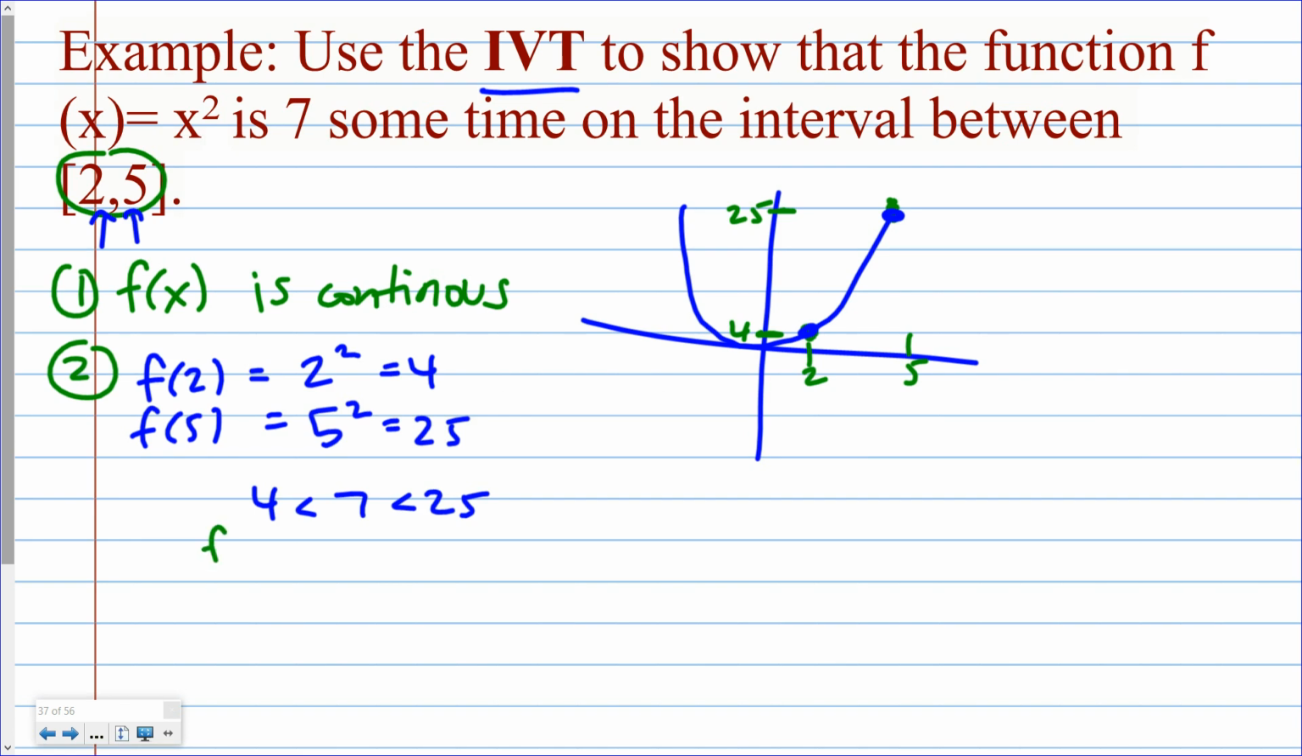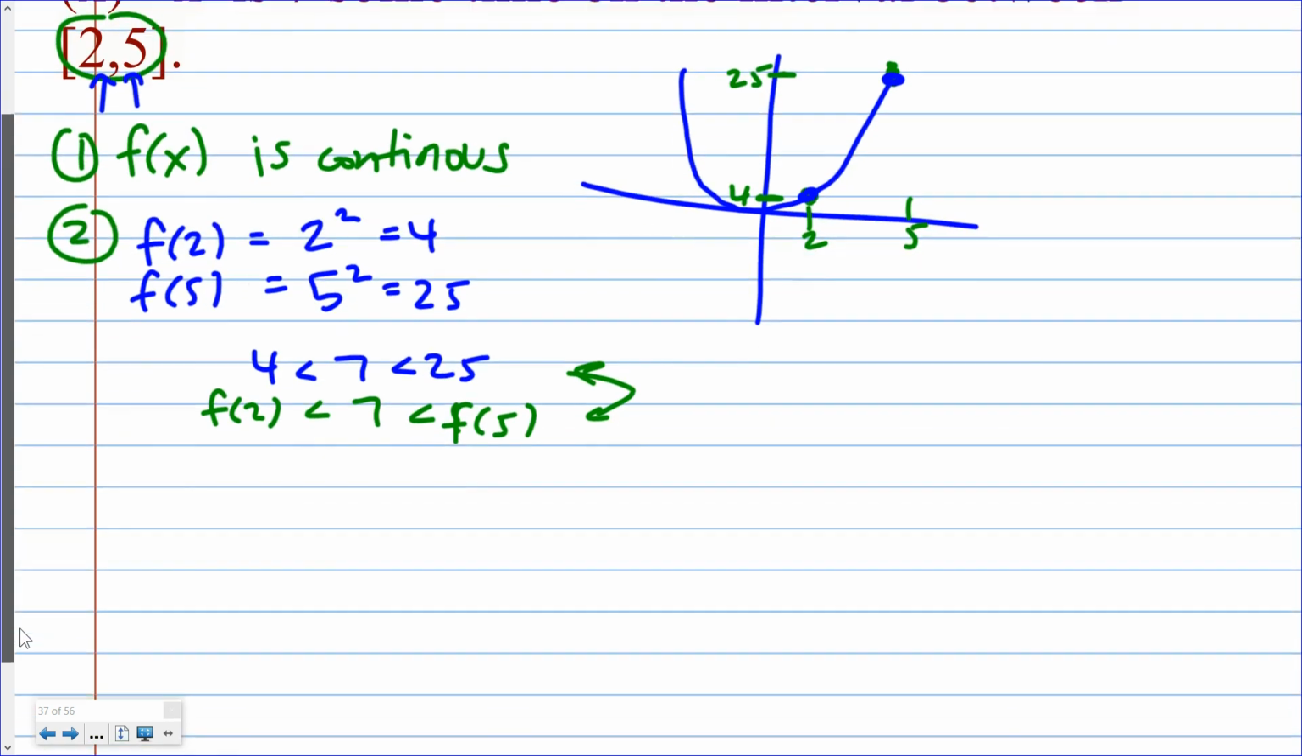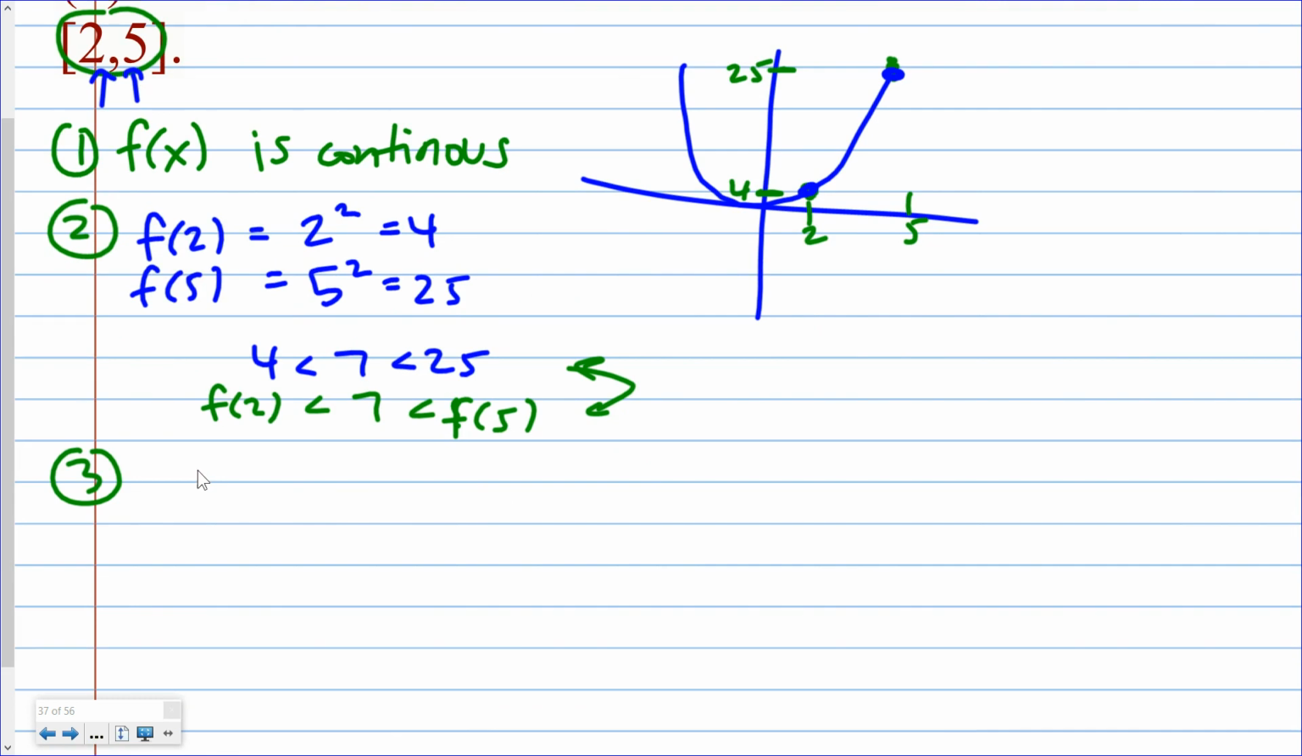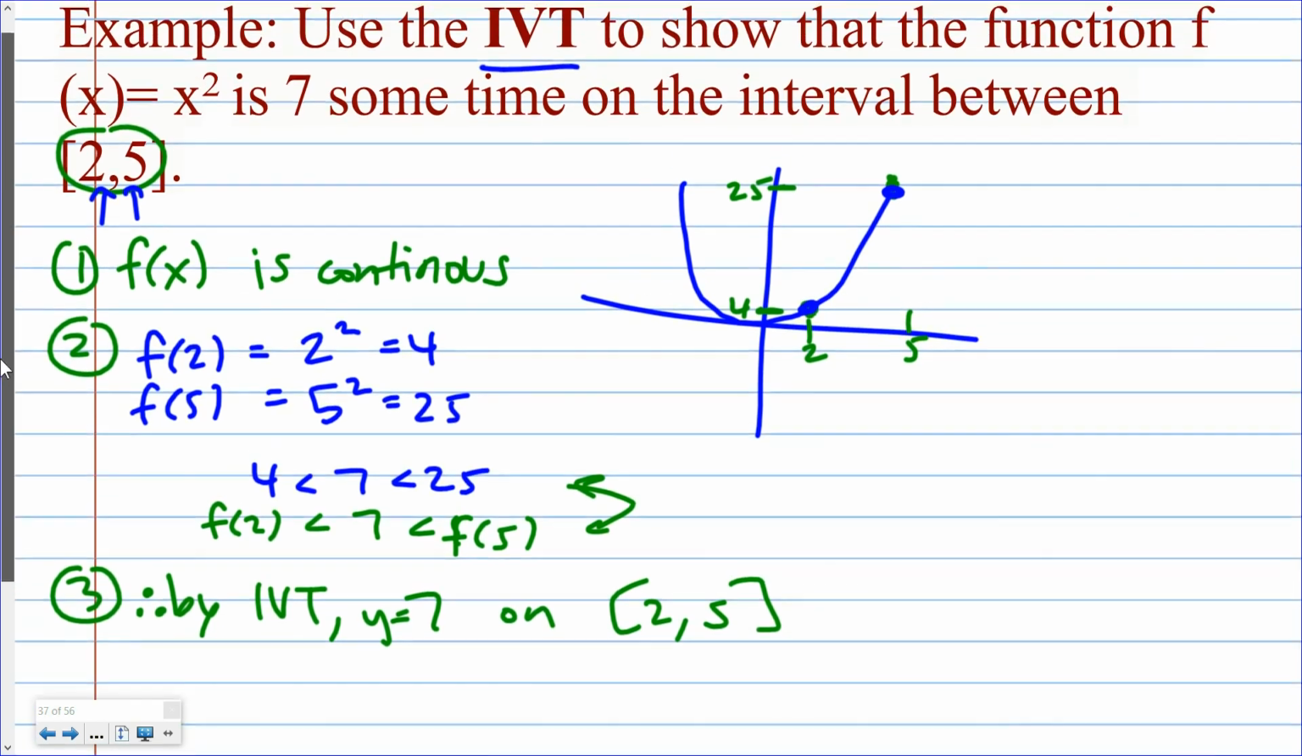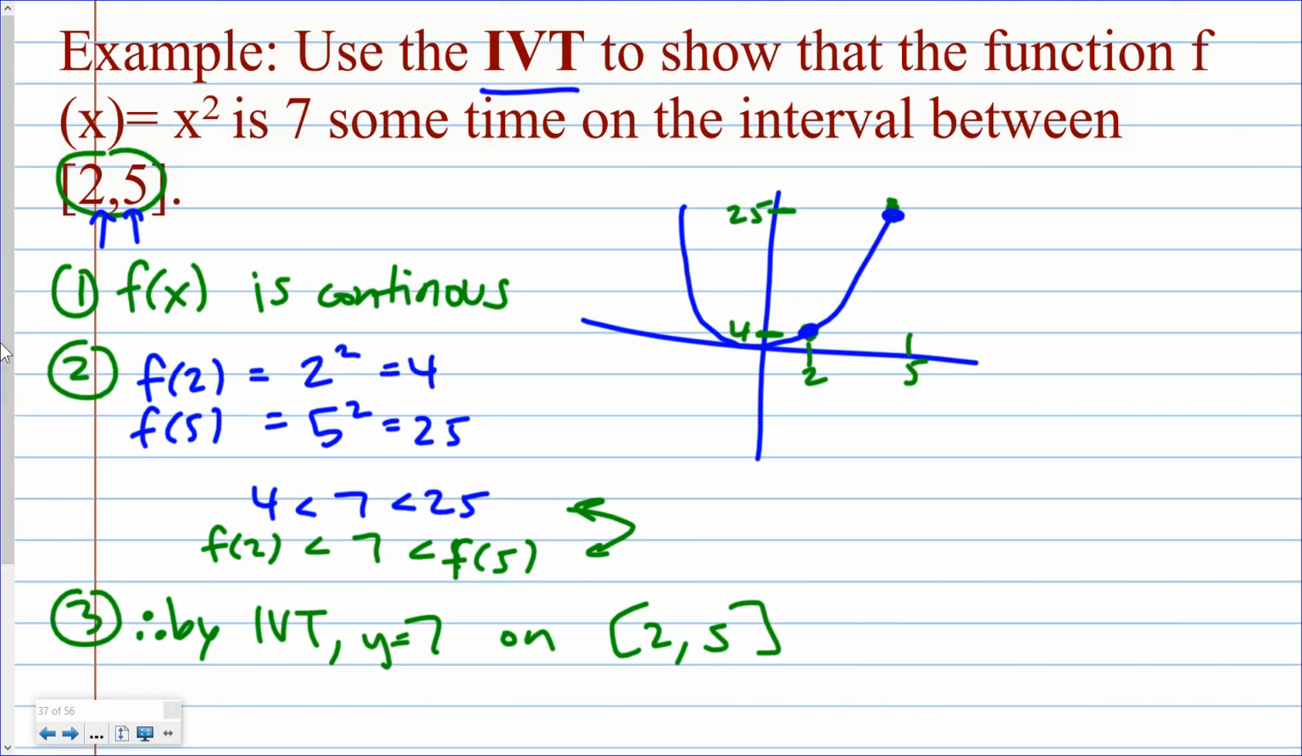Some students like to do this in green, which I'm happy with too. Either way, these things are actually saying the same thing. And if you tell me that 7 is between those two y values, then the third step is you're going to say, therefore, by the IVT, by using the intermediate value theorem, 7 is on that interval. Does that make sense? To be clear, you could say y equals 7 is on that interval. And that's how you do the intermediate value theorem. Does it look easy to you? Yes, it's quite easy.